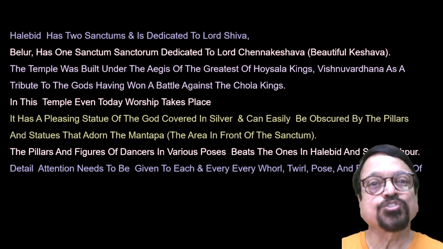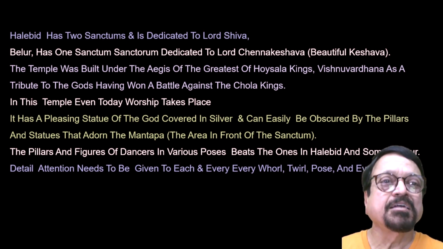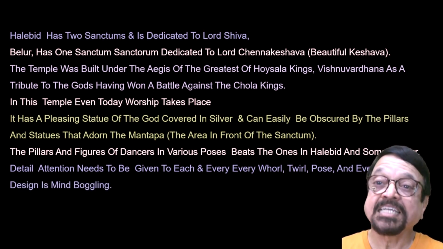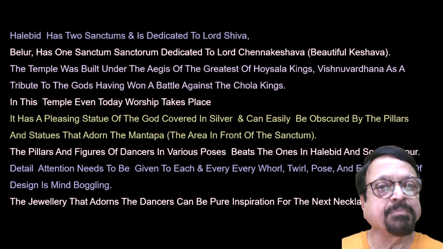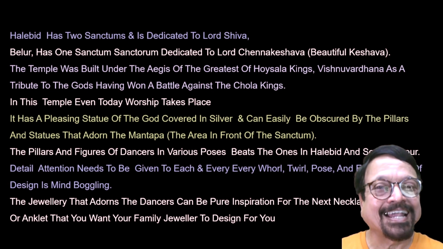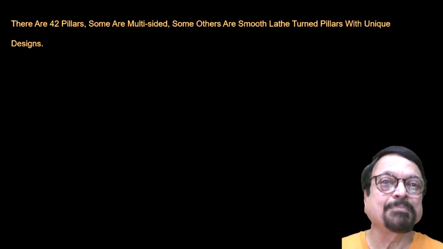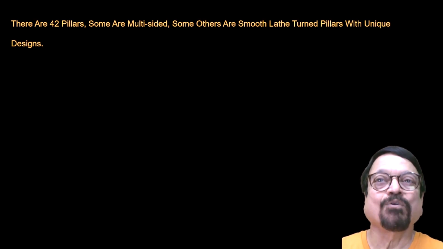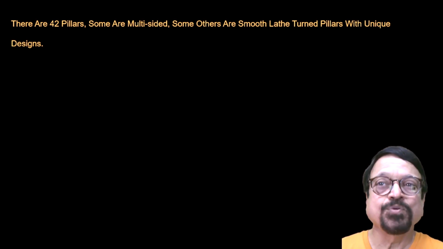Detailed attention has been given to each and every hole, frill, pose and every aspect of the design in mind-blowing ways. The jewelry that adorns the dancers can be pure inspiration for the next necklace, bangles or anklet that you want to buy for your family. A design can be given to your jeweler and he can prepare ornaments accordingly. There are 42 pillars. Some are multi-sided. Some faces are smoothly turned pillars, while unique in designs.